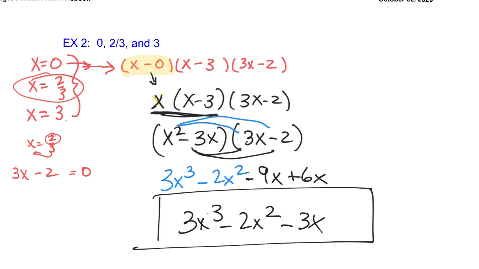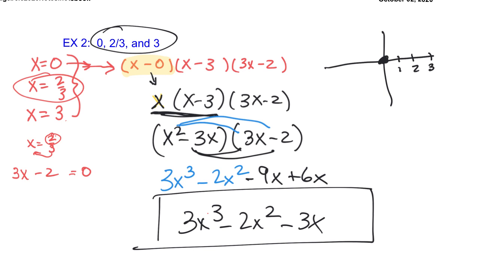The polynomial that I'm looking for is right there. 3x cubed minus 2x squared minus 3x has answers of 0, 2/3, and 3. When I set that equal to 0, I would get those answers. And so just to quickly go over again what we're finding: if I would graph this, I would intersect at 0, at 2/3, and at 3. Just a little overview trying to tie things together.